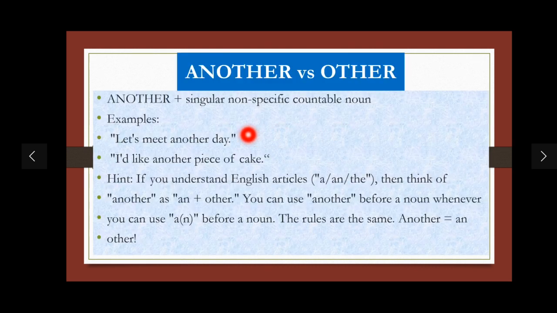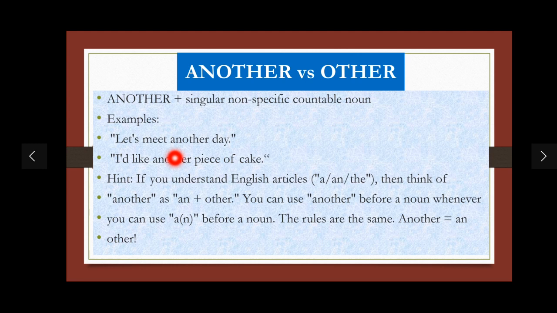Here we have two more notions. One is another and one is other. Another plus singular non-specific countable noun. So we use another with the singular noun, and that is a non-specific countable noun. We can count. Example, let's meet another day. So another day is a non-specific countable noun because we can count day. We can say 1 day, 2 days, 3 days, right? So we can count day.